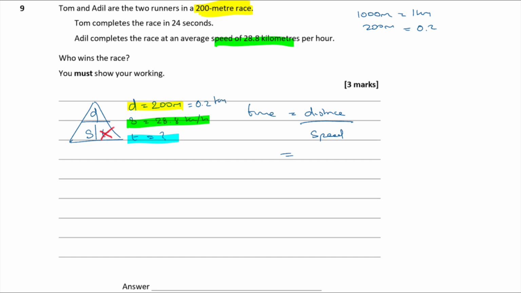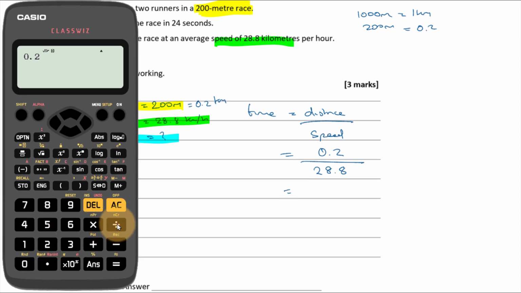So then my units all match. Okay, so I've got 0.2 kilometers. So 0.2 divided by 28.8. What's that then? That's a very short time in hours. 0.2 divided by 28.8 comes out to be 1/144th, or 0.00694, it looks like it's recurring there. Might just write that as 1 over 144 for now. So that's in hours, isn't it?